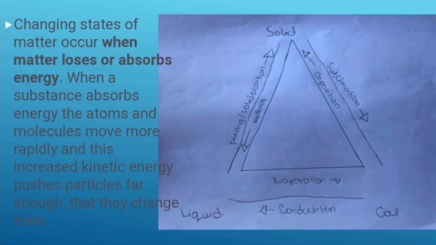And now let's move to when matter loses or absorbs energy. Changing states of matter occur when matter loses or absorbs energy. When a substance absorbs energy, the atoms and molecules move more rapidly and thus increase kinetic energy, which pushes particles far enough that they change form. We can see here the solid, when it turns into gas, that's what we call sublimation. When a gas turns into liquid, that's what we call condensation. And then when a liquid turns into solid, that's what we call freezing or solidification.